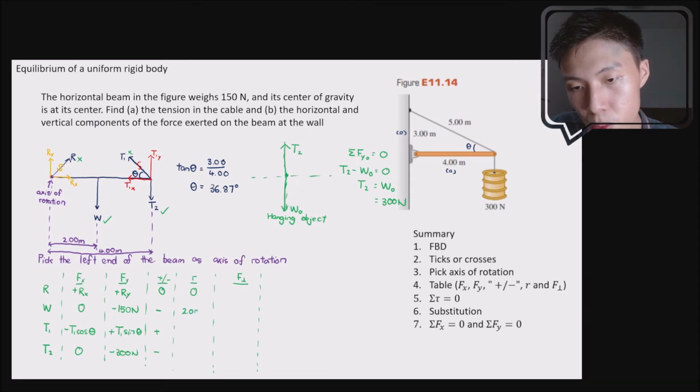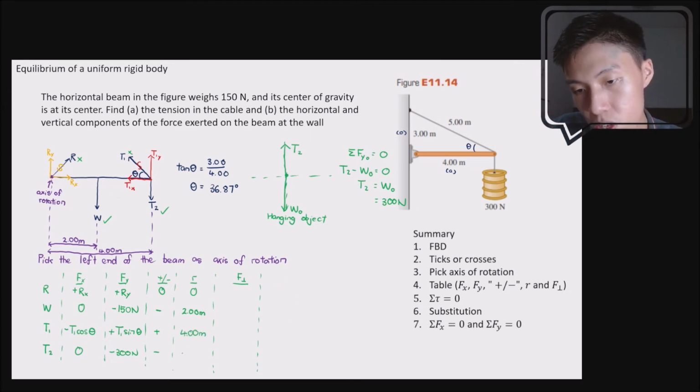Again, there should be no positive or negative for R and F. We just write in the value. So T1 over here, what is its distance? The force is exerted at this point over here. It's 4 meters away from the axis of rotation. So that's what you should write, 4 meters.